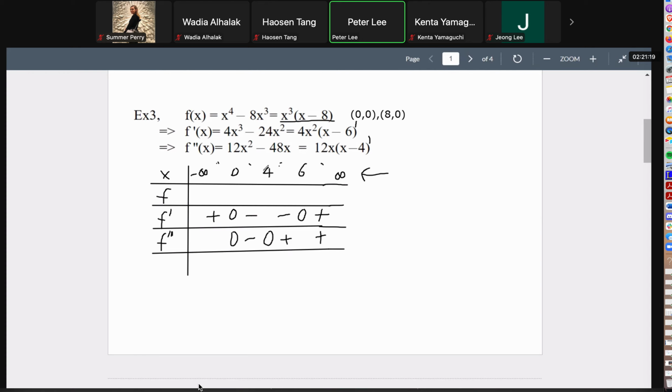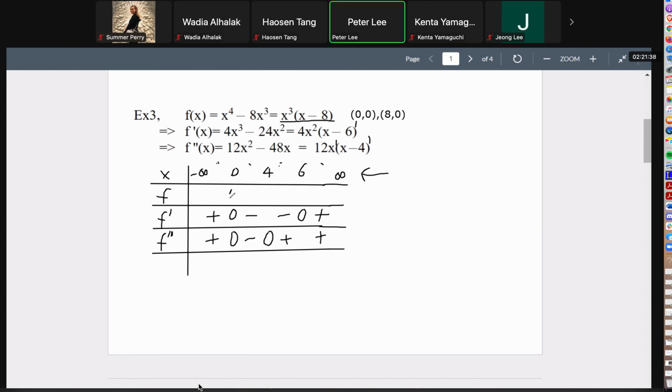Or we can plug in a value, but that will be very time consuming. And then how about now if you cross over 0, x to the first power, it will change sign again. So it will be a plus. So now, the f double prime is complete. Now let's look at f.